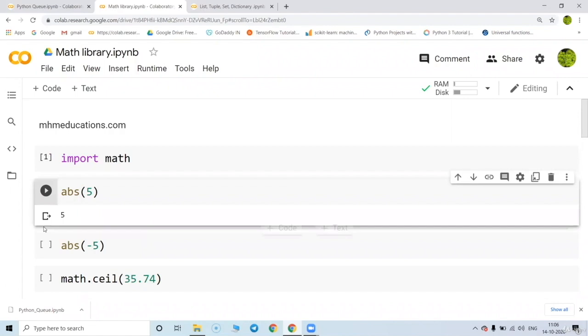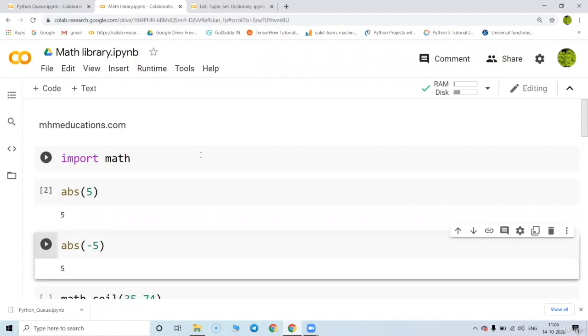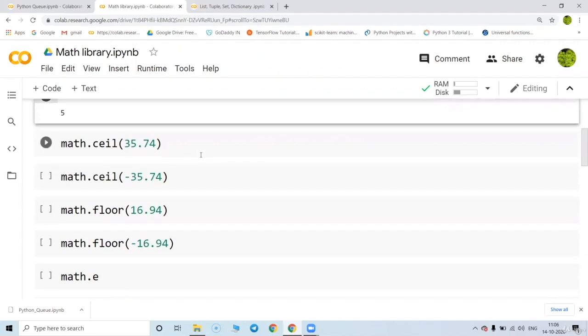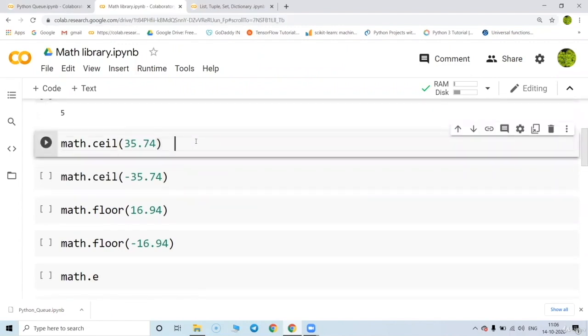Suppose you want to find the absolute value of two values: the absolute value of a positive is positive, and of a negative is positive. Now, what is the meaning of ceil? 35.74 is in between two numbers, 35 and 36. The 36 is called the ceil of that, and the 35 is called the floor of that.